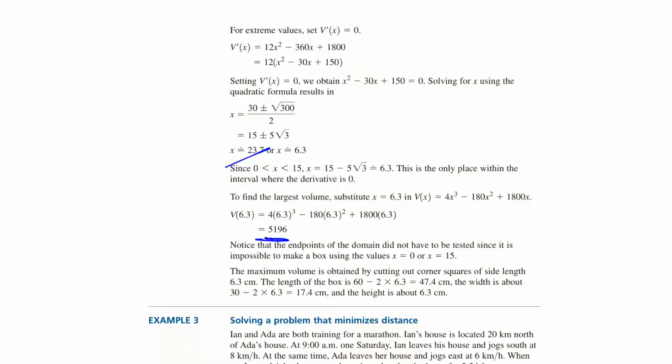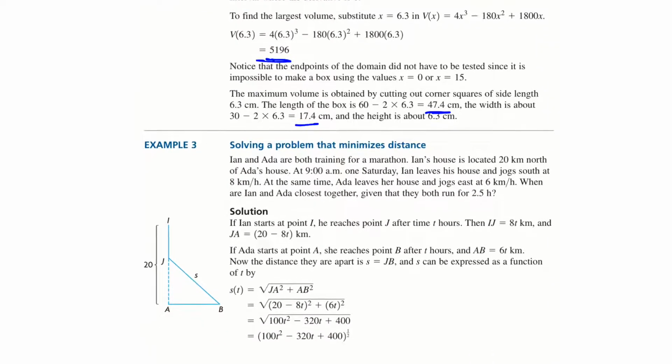V at 6.3 is 5196. And V at 0 is 0, V at 15 is also 0. This means 5,196 is the maximum volume when x is 6.3. By plugging 6.3 for x in the dimensions 60 minus 2x and 30 minus 2x, we find the length and the width of the box.